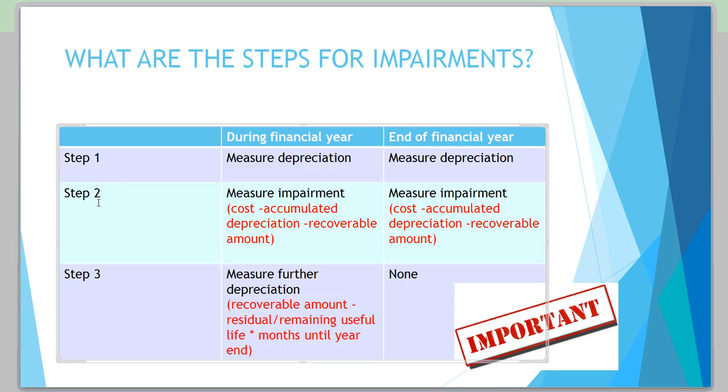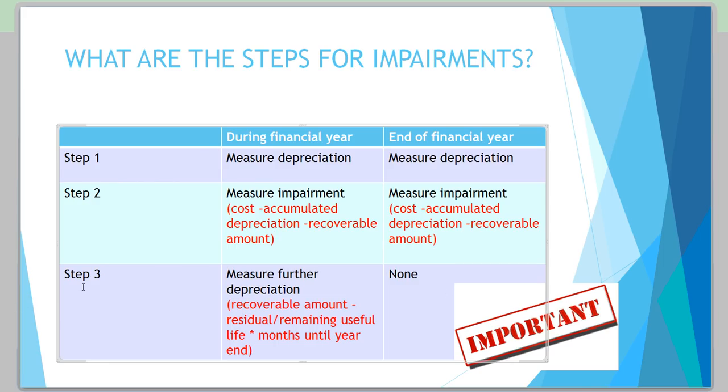The second step is then to determine your impairment loss. Your impairment loss is determined by taking the cost price of the asset less the accumulated depreciation less the recoverable amount. Your answer there will provide you with the impairment loss. Then step 3 is only done when your asset is impaired during the financial year. So at the end of the financial year, no step 3.